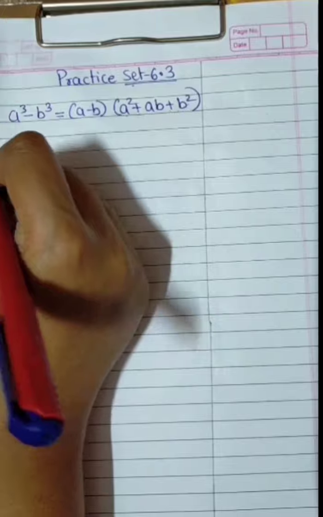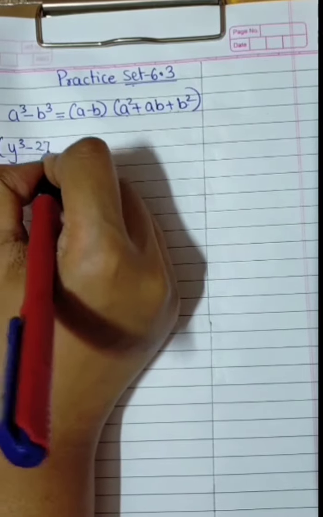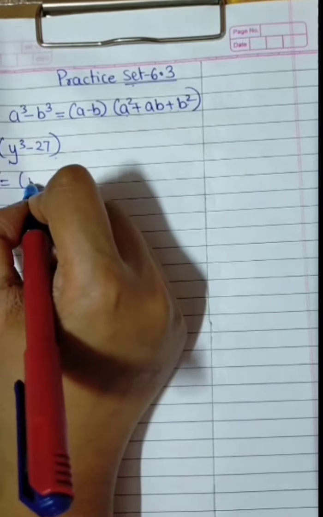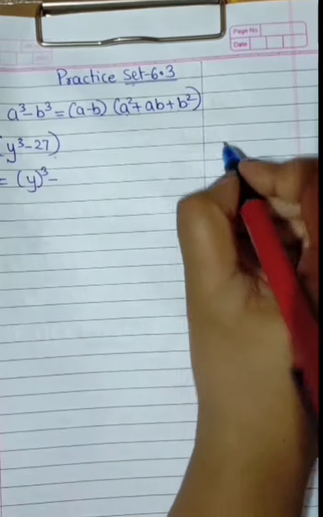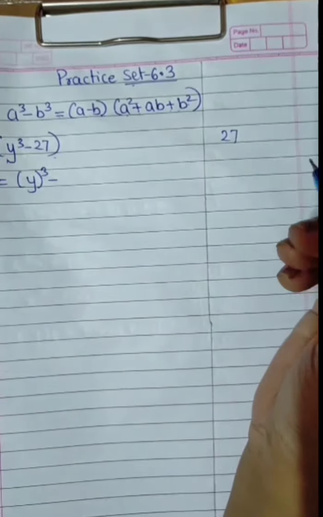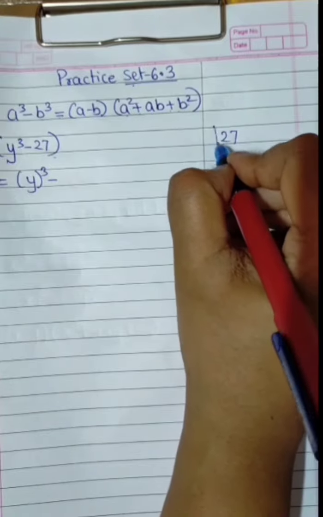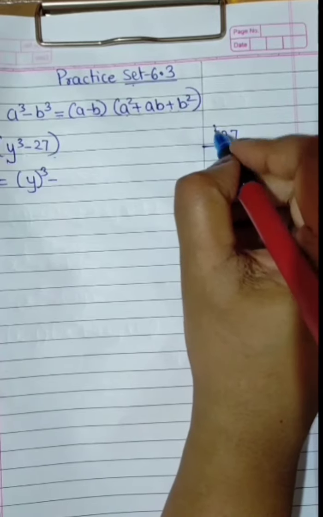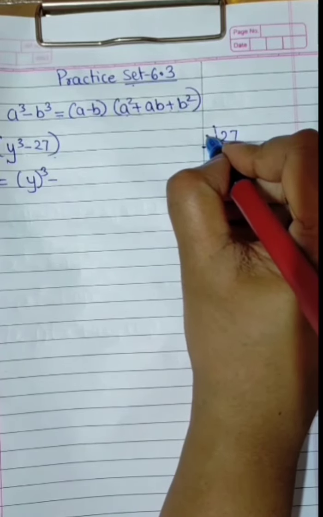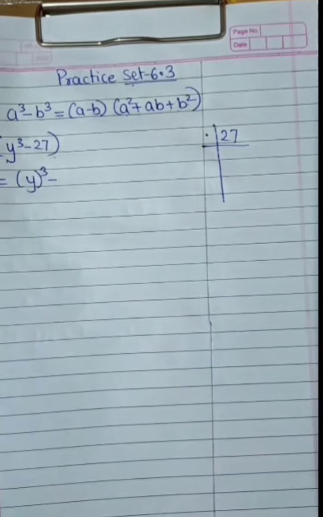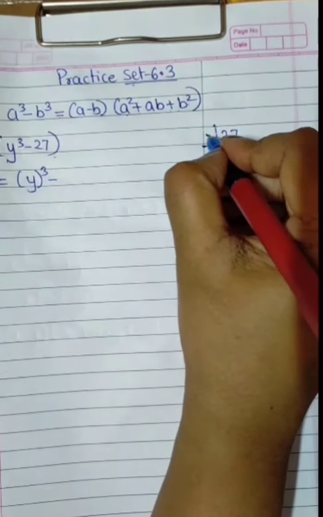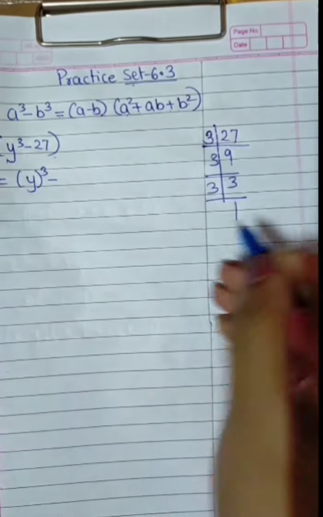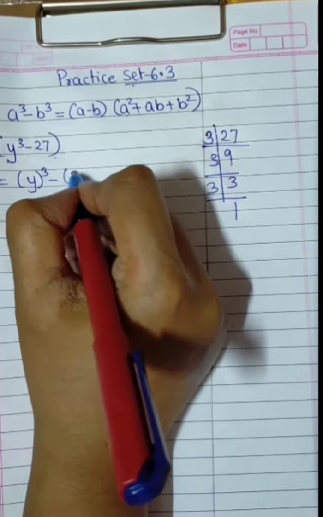I am writing the first question, that is y cube minus 27. Now we have to write this in this form, so I am writing y cube minus 27. We will find the factors of 27 to get the answer in cube form. Three nines are 27, 3 threes are 9, 3 ones are 3. So 3 cube is the answer here.